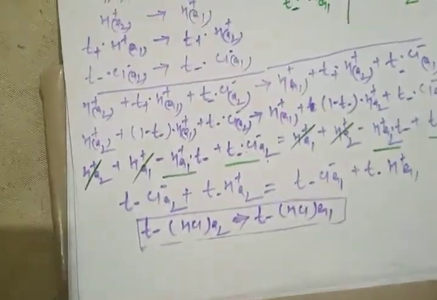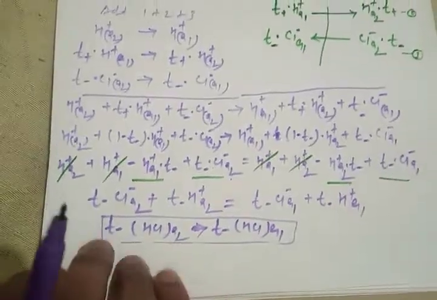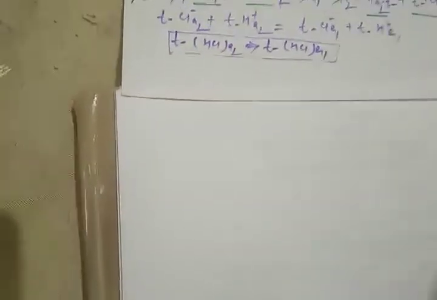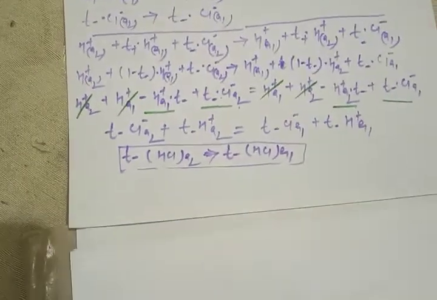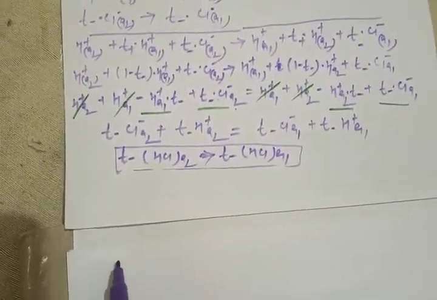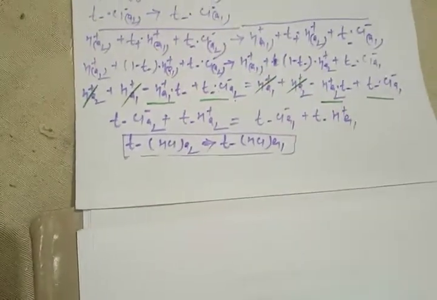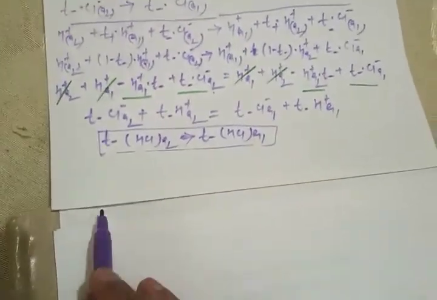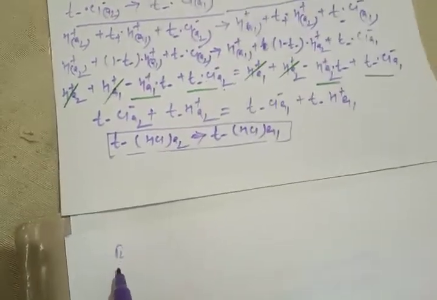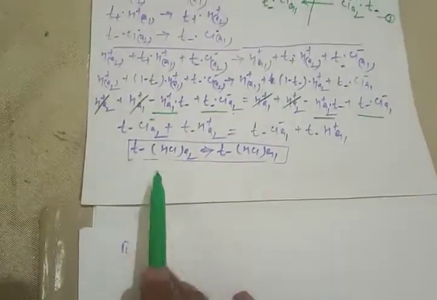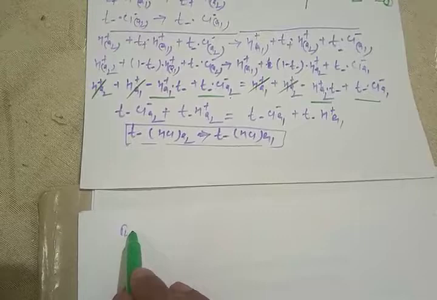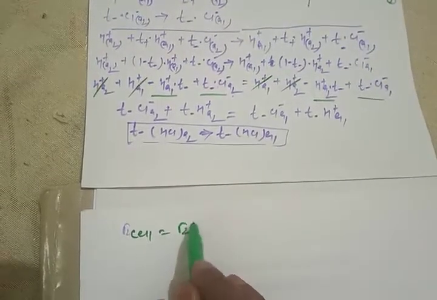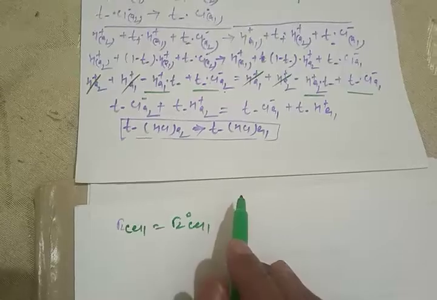Then the next things are very simple. You can easily calculate the Nernst equation. So let's talk about the Nernst equation here. We are going to talk about the Nernst equation on the basis of this. So what the Nernst equation says is that E cell equals E not cell.